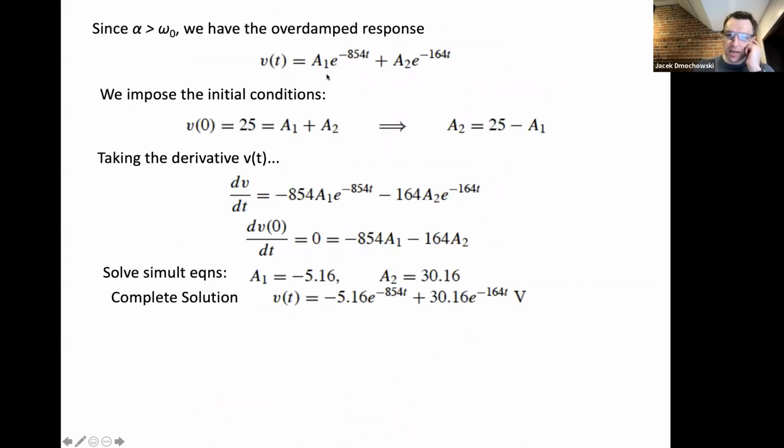which we can simply plug in, over here. Negative 854 and negative 164. So once we have the roots, all we need to solve for are A1 and A2. And we solve those by plugging in the initial value of V and then the initial value of V prime. So if you substitute t is equal to 0 into this equation, you get that V of 0, which we know is equal to 25.